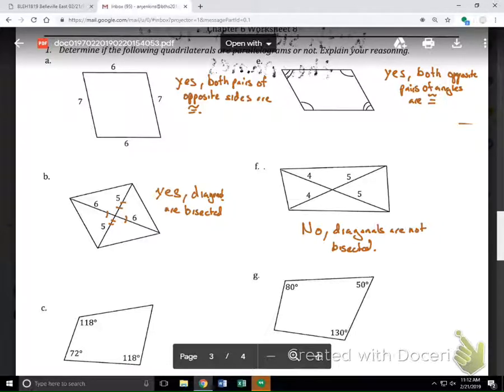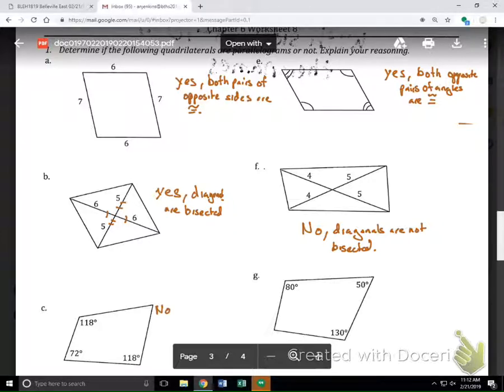Our third one here, we see that we have 3 of our 4 angles. Is this one a parallelogram? How would we test? Yeah, Janelle? So that is a great strategy. What she did is she added 72, because she knows if it is a parallelogram, the opposite angles are congruent. She added 72 plus 72 plus 118 plus 118, and she got a number bigger than 360. We know that can't happen.